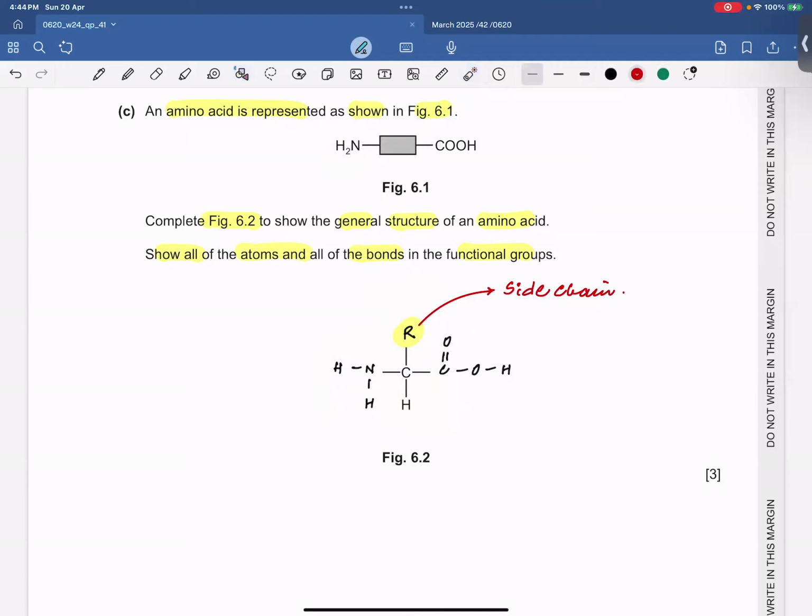And also this entire NH2 group is basically the amino group, and this is basically the carboxylic group.